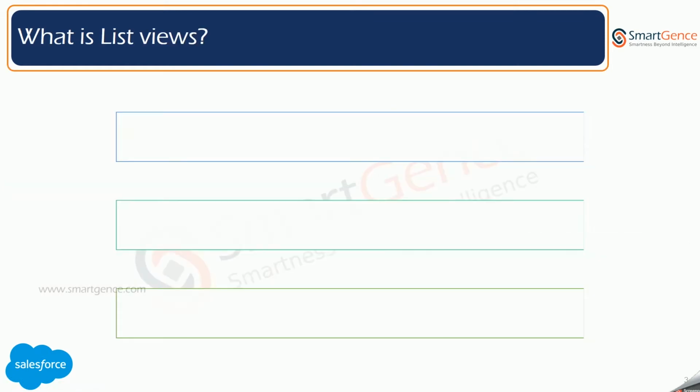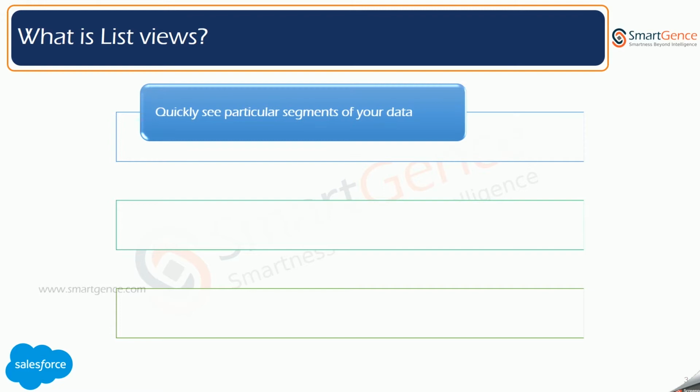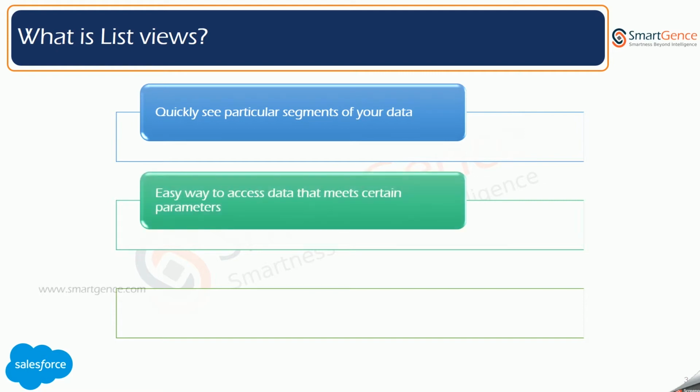So what is a list view? As I have said, a list view is used to get a glimpse of the object. We can see a particular segment of the data, even though it is not very detailed. You can see a few fields being pulled in and a few filters being put. All the records which satisfy those filters would be displayed with the fields which we have defined earlier. That is what a list view is.